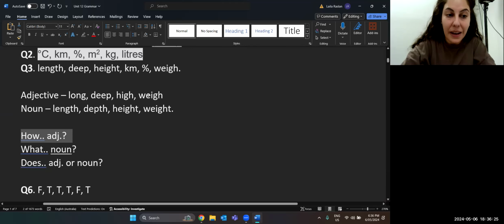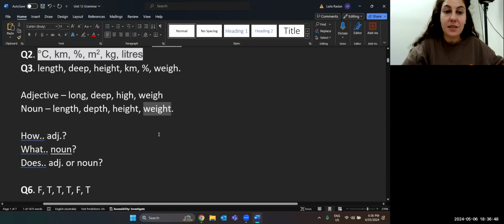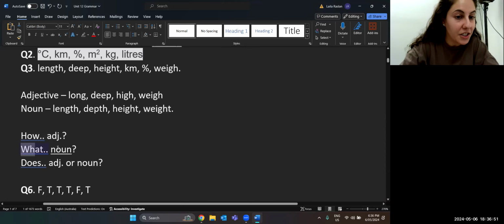So I use how with adjectives, but I use what with nouns. For example, what is the length of your house? What is the depth of the pool? What is your height? What is your weight? So same questions, but I must use the nouns with what question and the adjective with how. But when you say does, you can use both adjective or noun. For example, does your book weigh a lot?